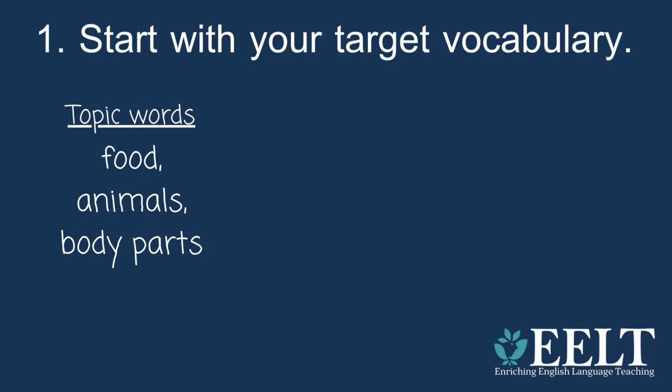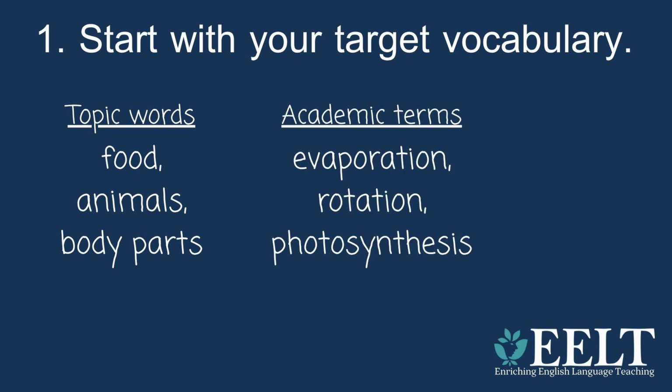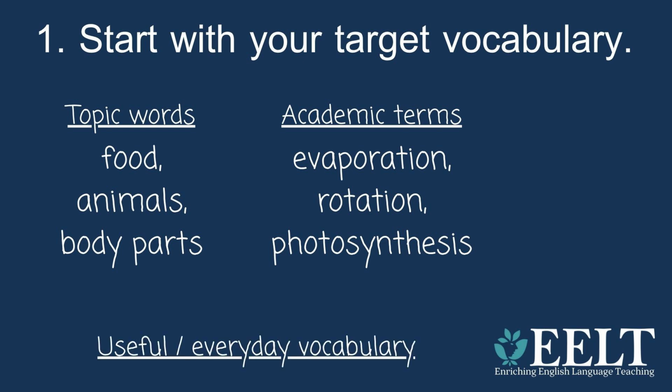Start with your target vocabulary. Write or elicit a list of words you want your learners to practice. These could be topic words like food, animals, body parts. They could be academic terms like evaporation, rotation, photosynthesis, or they could be useful everyday vocabulary.